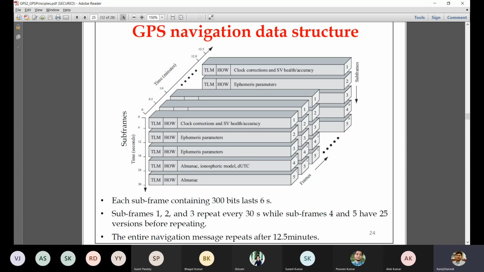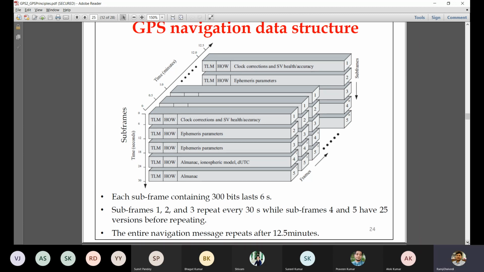Okay. So each subframe containing 300 bits lasts 6 seconds. Subframe 1, 2, 3 repeats every 30 seconds, while subframe 4 and 5 have 25 versions before repeating. The entire navigation message repeats after 12.5 minutes.